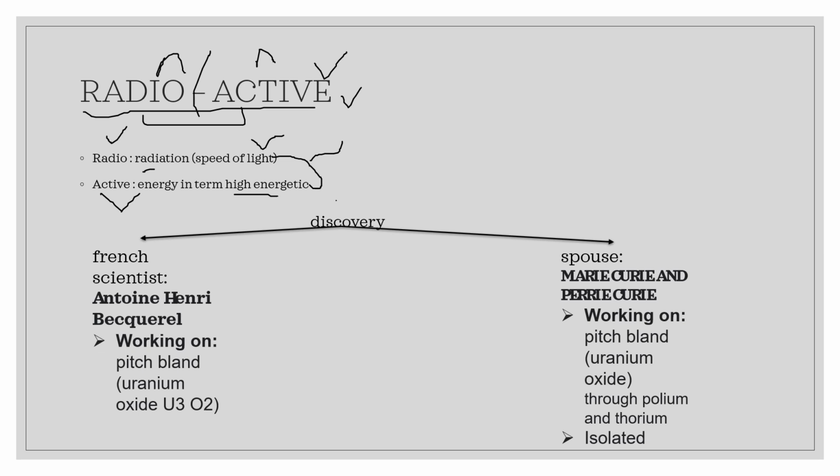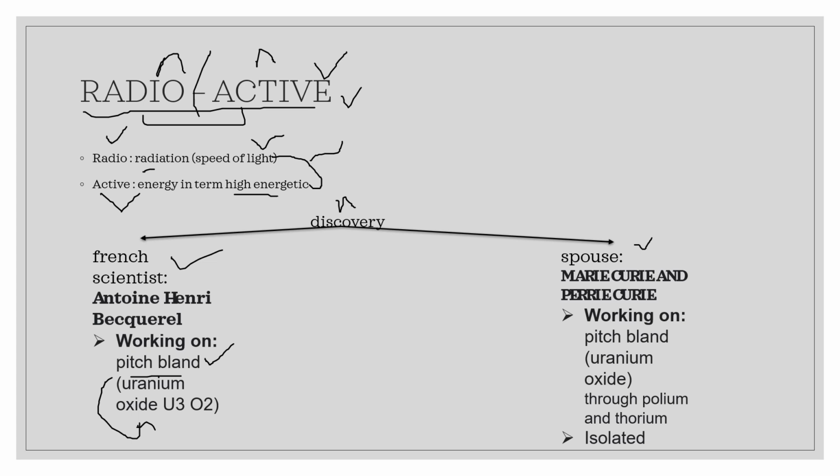Now the discovery of radioactive elements was first done by a French scientist and then by a couple. First of all, the French scientist's name was Becquerel. His full name was Antoine Henri Becquerel. He worked on an element or compound called pitchblende. The word pitchblende is given to the compound uranium oxide, U3O8.